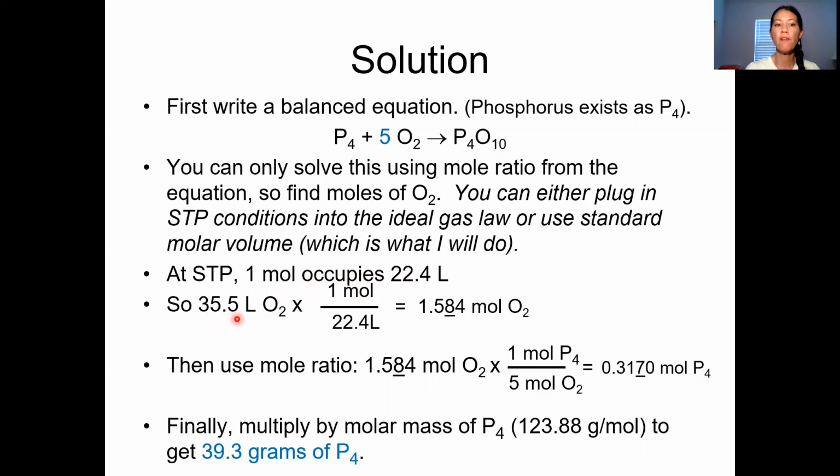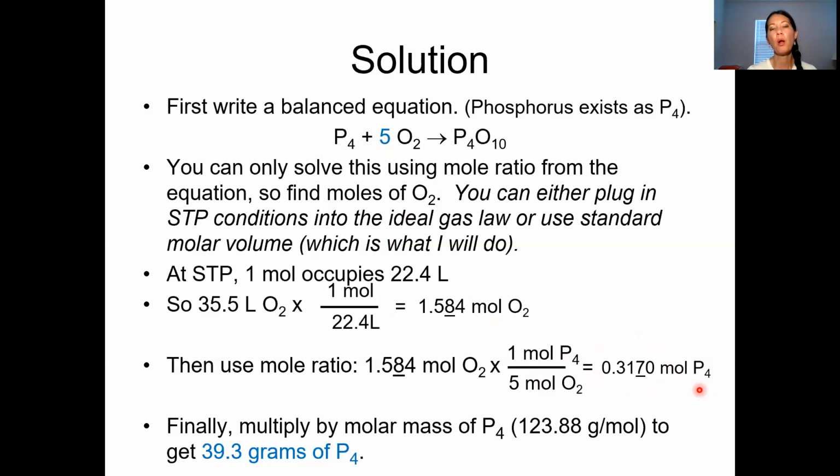I started with 35.5 liters of O2, and then for every 22.4 liters, I have 1 mole. Crunch that number, I get 1.584 moles of O2. If you use the ideal gas law, you'll get something very close to this. Maybe the last digit might be different, but that's acceptable. Then use the mole ratio, 5 to 1. For every 5 moles of O2, I need and use 1 mole of this tetraphosphorus. Crunch the numbers, you get 0.3170 moles of P4.